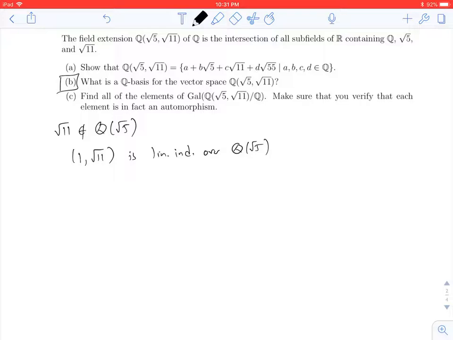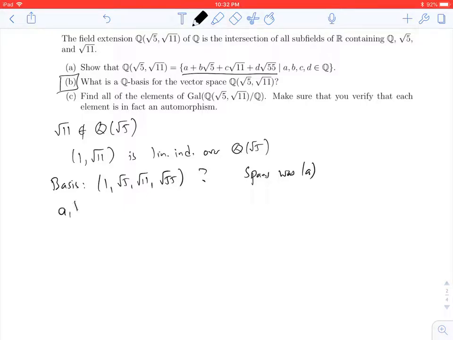In part A, we showed that every element of Q adjoin root 5, root 11 could be written as A plus B root 5 plus C root 11 plus D root 55, where A, B, C, and D were rational. Which means a basis should look like 1, root 5, root 11, root 55. That's what we hope, right? Well, we know it spans, so we already know that from part A. So we again just need to show it's linearly independent.